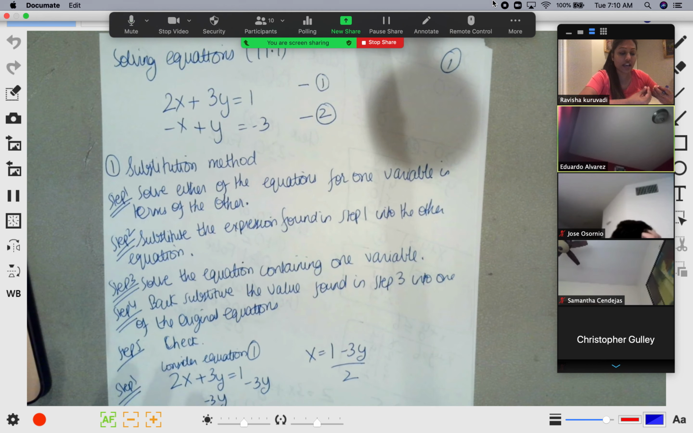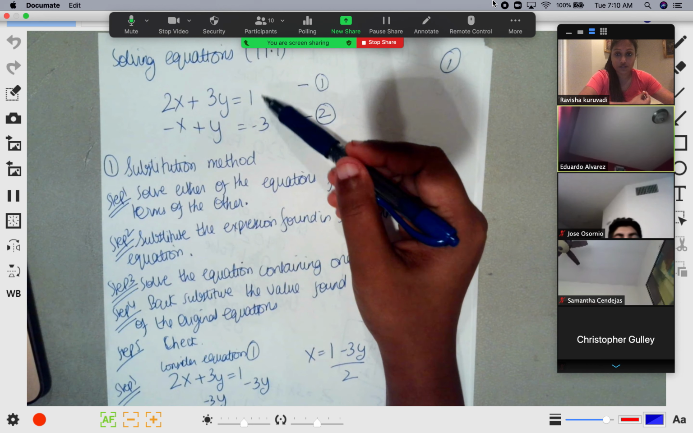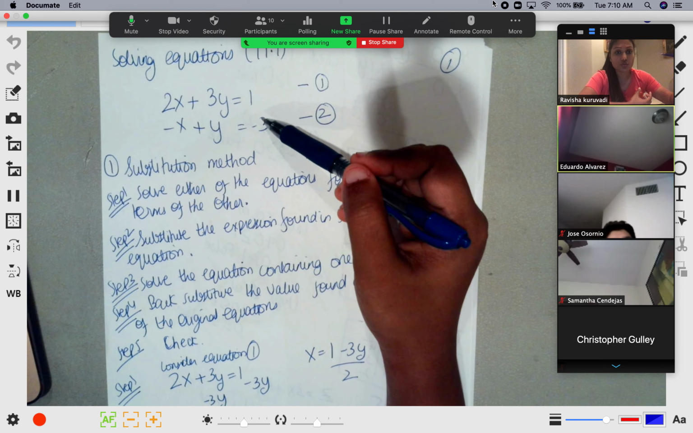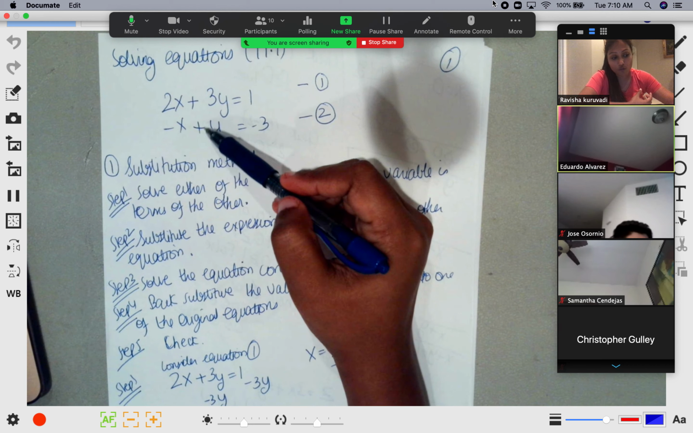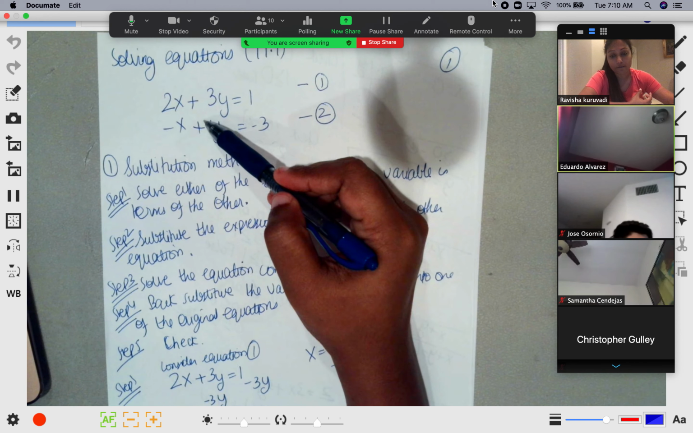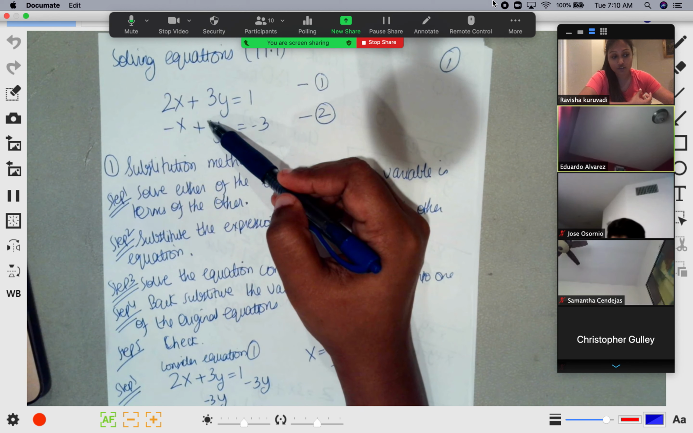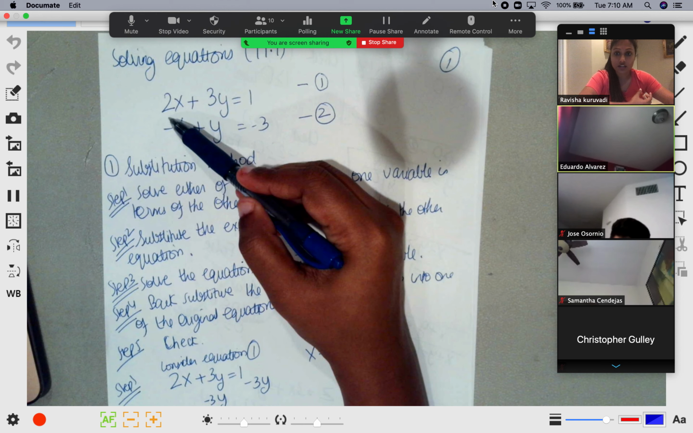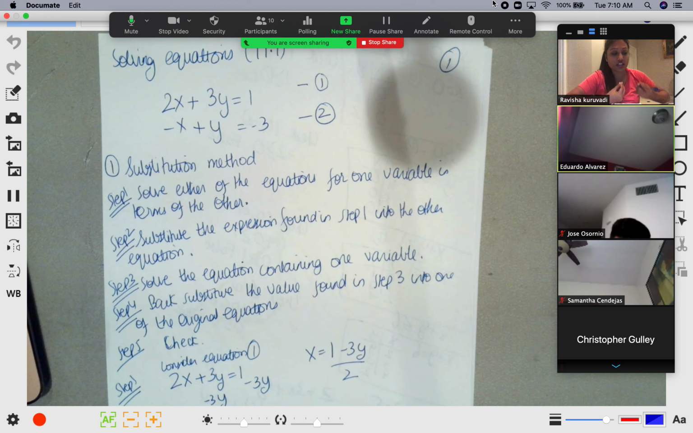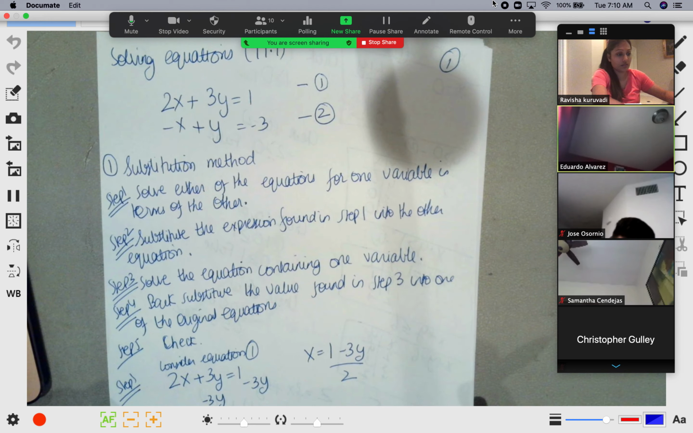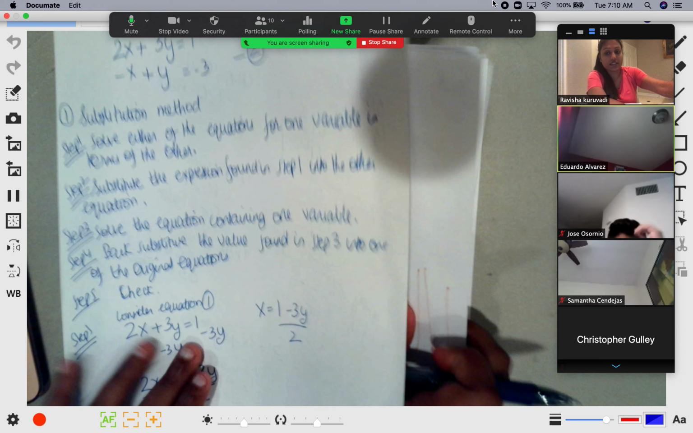But generally, I would suggest that when you're choosing which equation to use for step 1, you choose an equation which has a coefficient in front of it of either 1 or negative 1. So here y has coefficient 1. Here x has negative 1. This way you're not dealing with fractions. Otherwise you're going to deal with fractions. Okay. So this is my step 1.